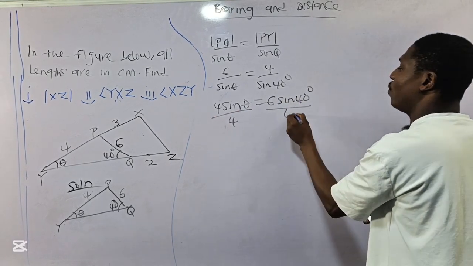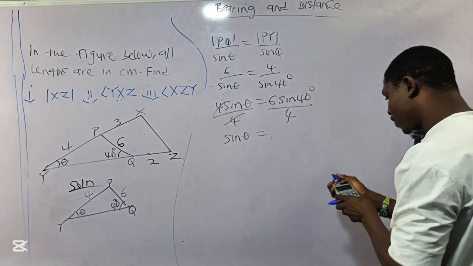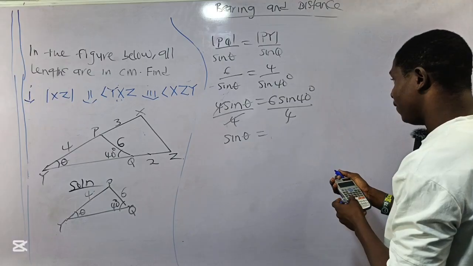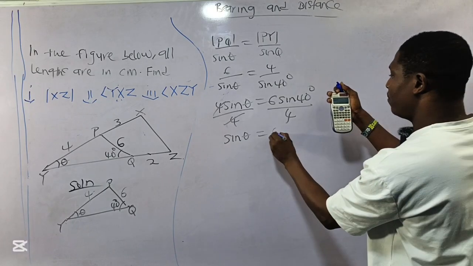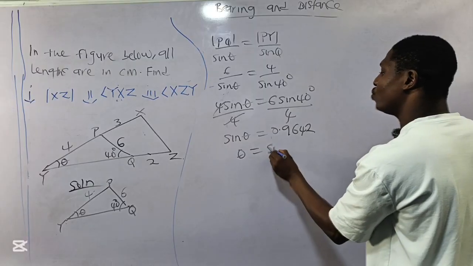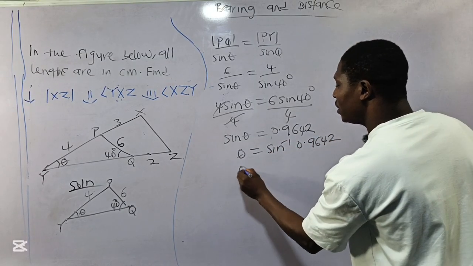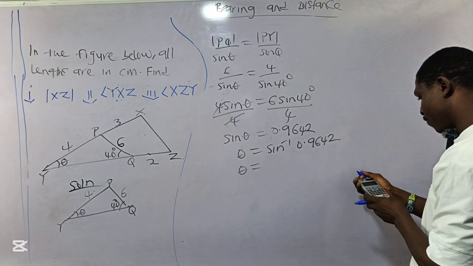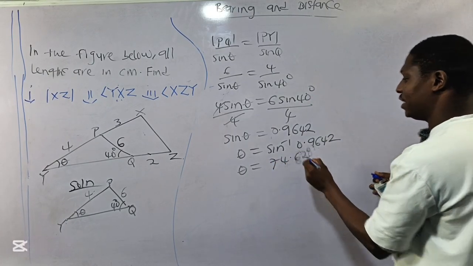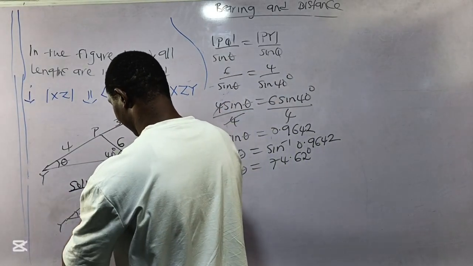Then divide through by 4 so that sine theta will stand on its own. So I have sine theta to give me 6 sine 40 divided by 4, giving me 0.9642. So my theta will be equals to sine inverse of 0.9642. So theta will be equals to shift sine of my answer, giving me 74.62 degrees. So I've gotten my first angle. I can replace it here.